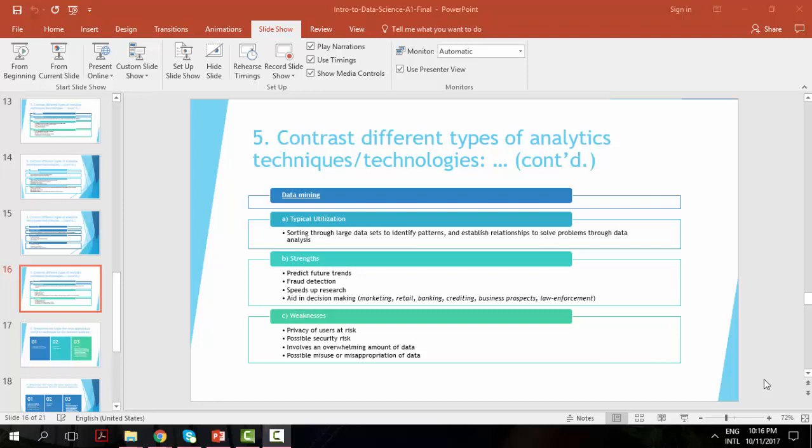Some weaknesses of data mining: privacy of users at risk, because as you know, since the internet is booming on social networks, privacy has been an issue. And security risk is a big issue because businesses own information about employees and customers, for example, the social security number, the birth date, and payroll. So this data has to be handled properly so that it remains confidential.